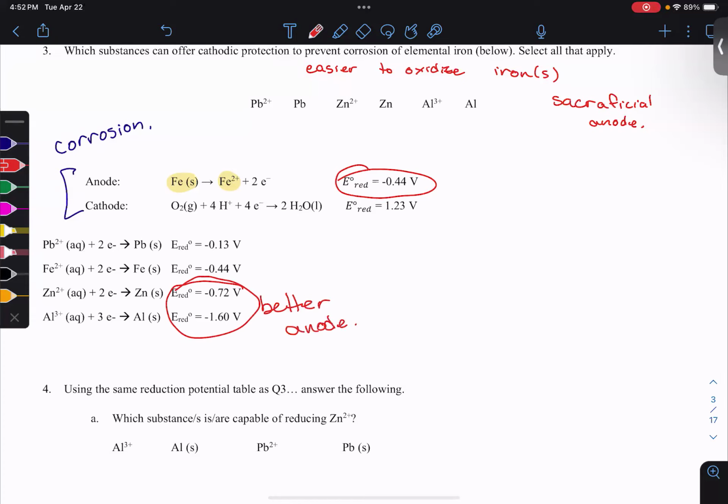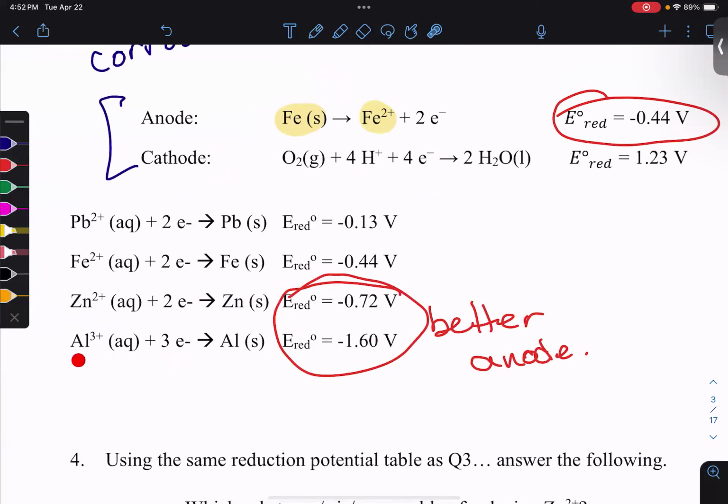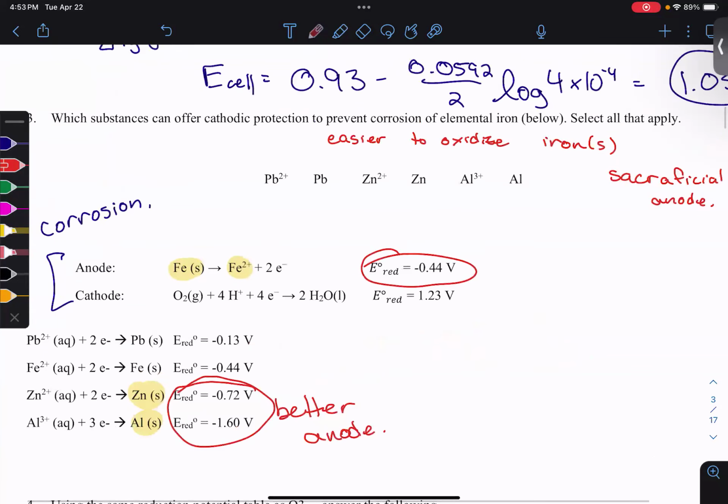anodes than iron. But what component is the anode? Is it zinc 2+ that provides the cathodic protection? No, it's actually the zinc solid. Because remember, in the forward direction, what kind of reaction is this? Reduction or oxidation? Reduction. So if we're talking about the anode, we're talking about oxidation. So it's actually the zinc and the aluminum that provide the cathodic protection to iron. So our answer is aluminum and zinc. Those two things offer cathodic protection.